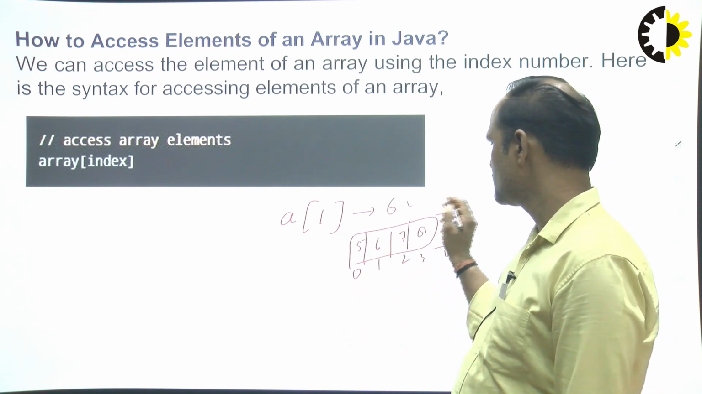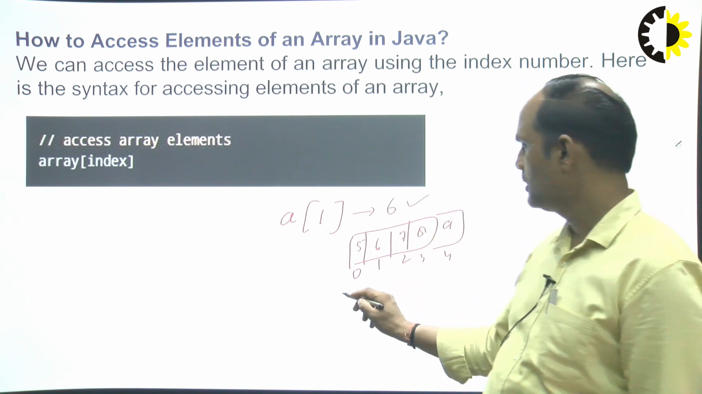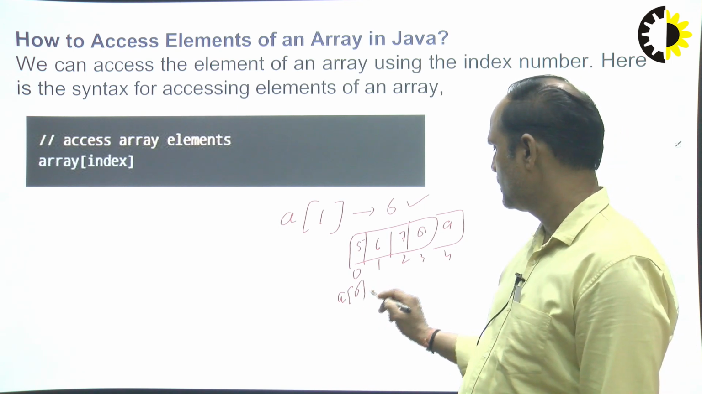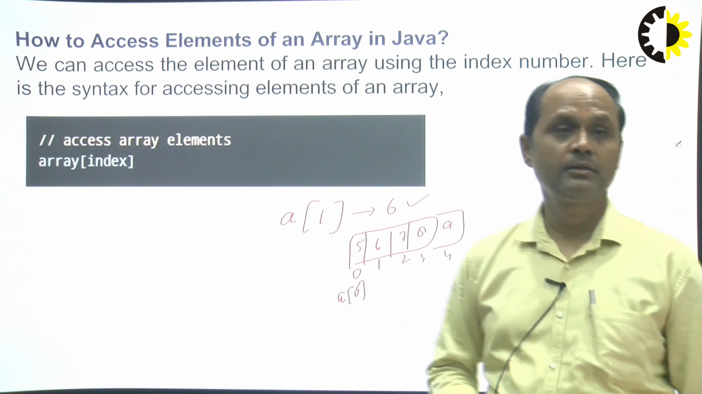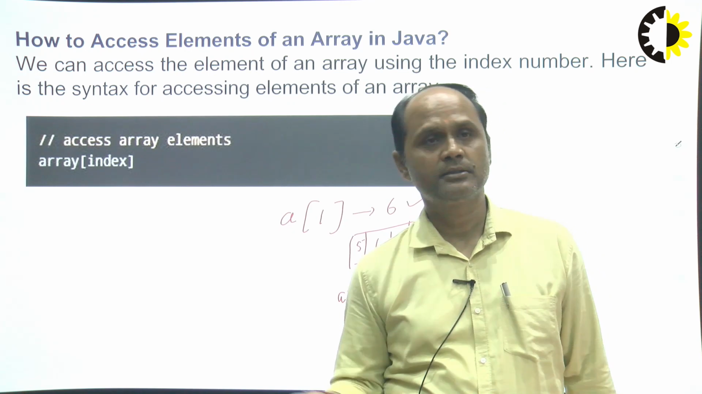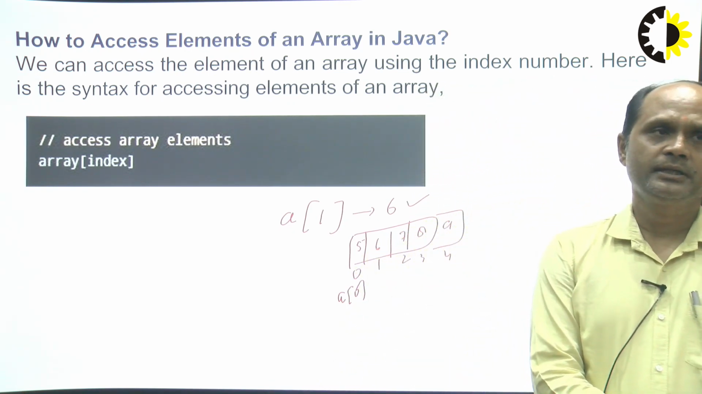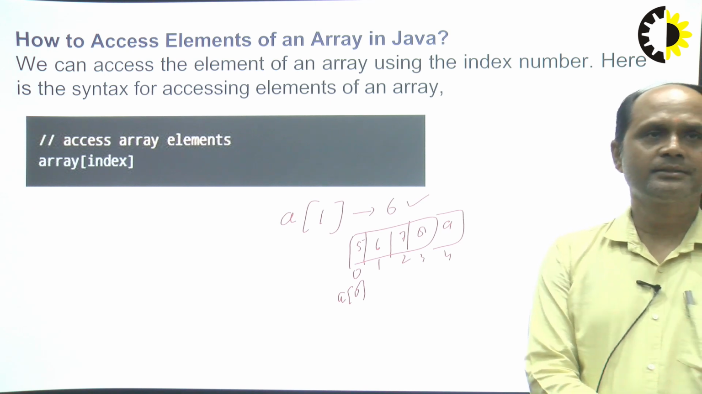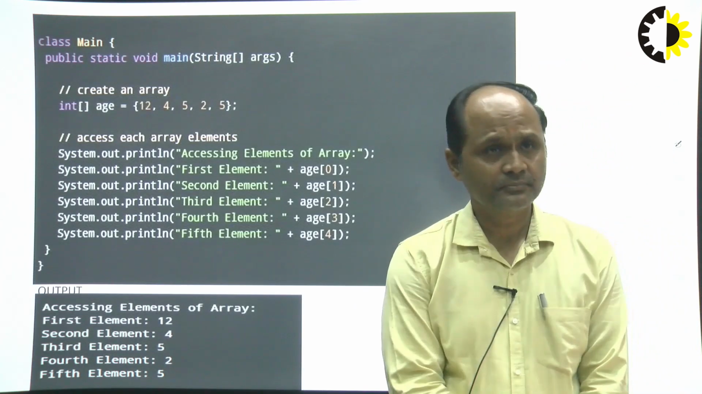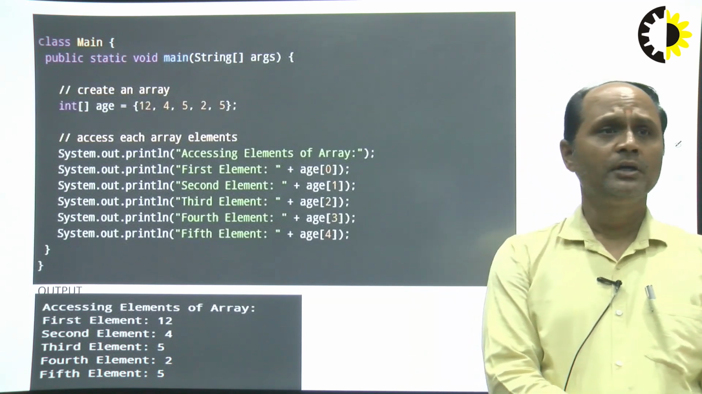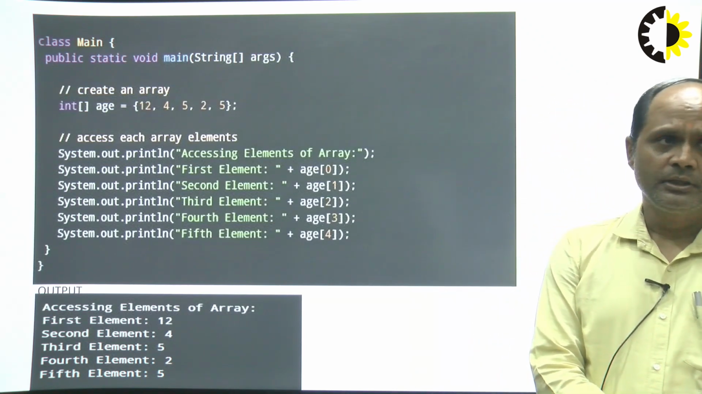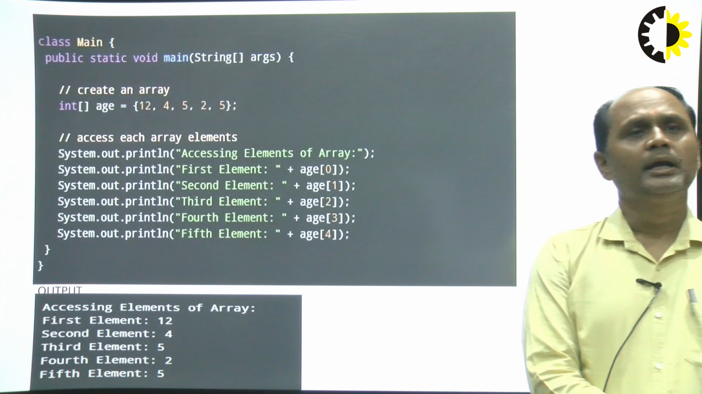This particular statement outputs 6 because array 1 is holding the value 6, because by default an array starts from the initial index 0. So this is the statement that we can use to access an element in Java. Here is an example of a simple array declaration and accessing of that particular array.